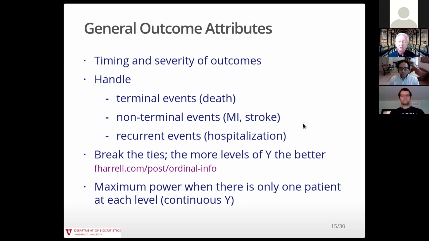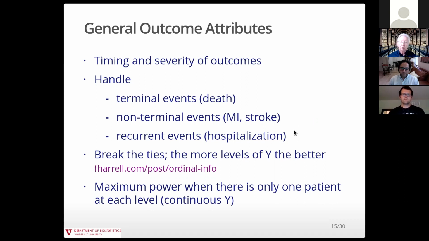You could have a recurrent MI too, but a more common one is recurrent hospitalizations for congestive heart failure, for example. And so by taking all this into account and breaking the ties, we're seeking an outcome variable that has the most number of levels that you can possibly create. So the more levels of Y, the more you're making it like blood pressure as an outcome, which is going to give you optimum statistical power.